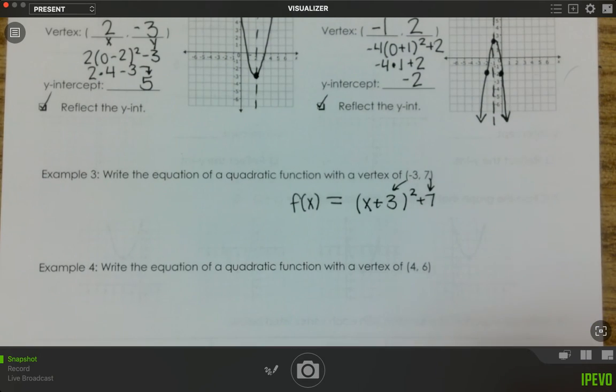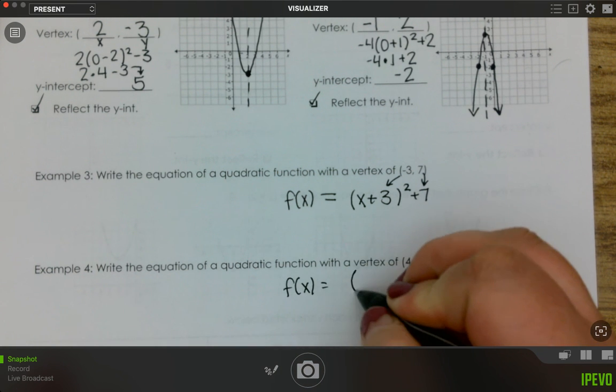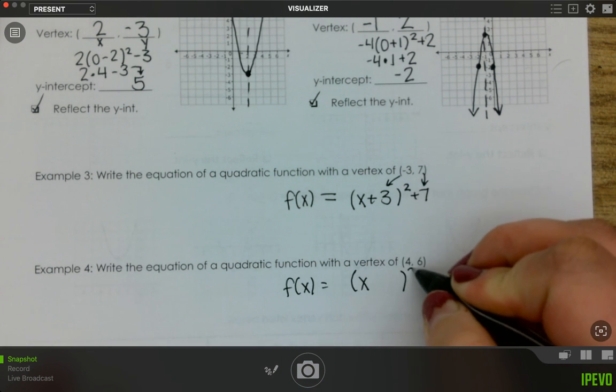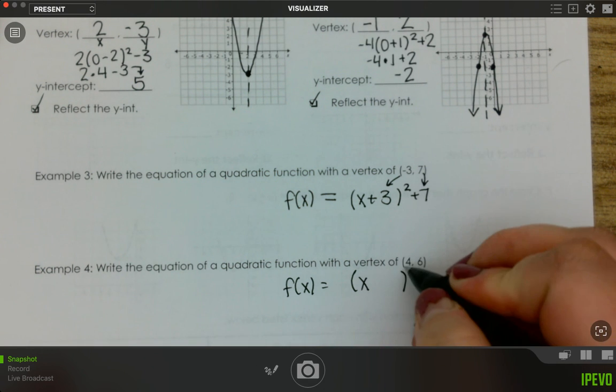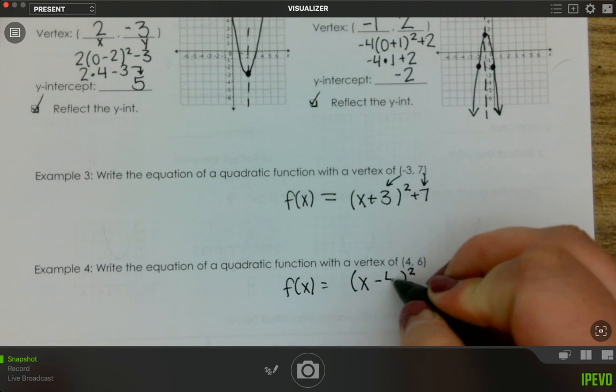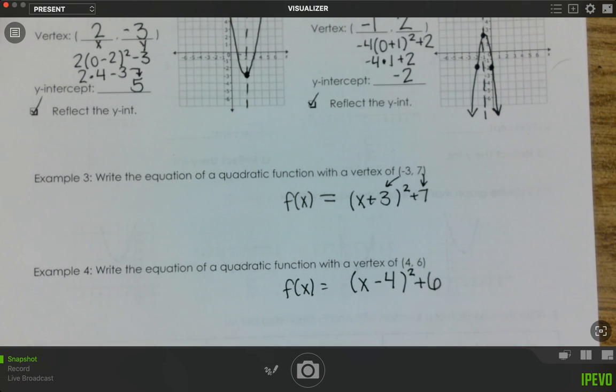And then the same idea happens on this one. Start with the right setup for vertex form, which is parentheses, x, squared. And then the opposite of the x value goes right here. The y value goes on the outside. Ta-da!